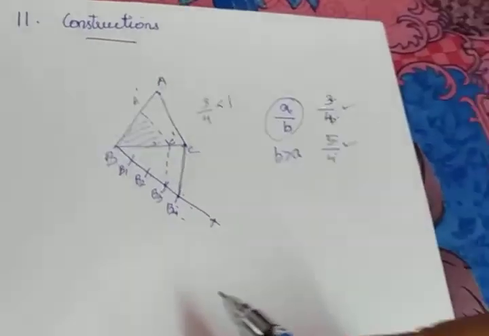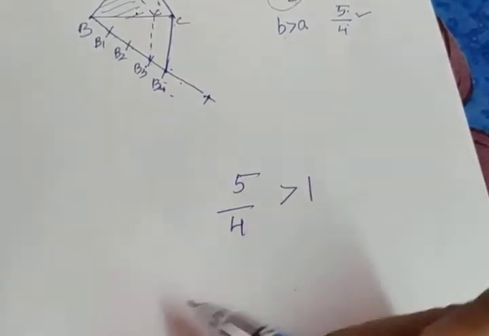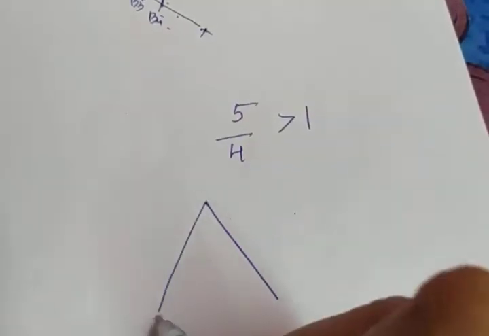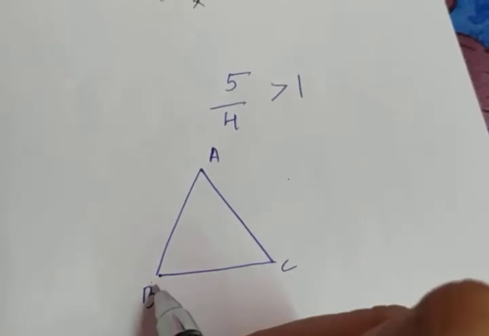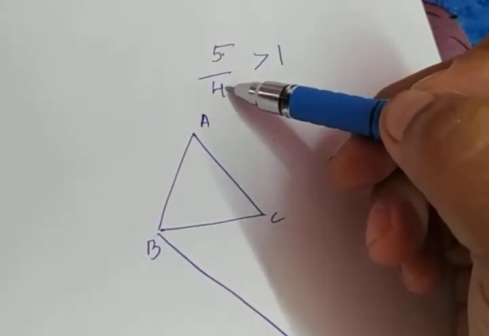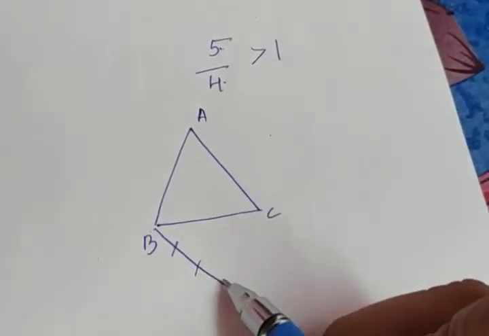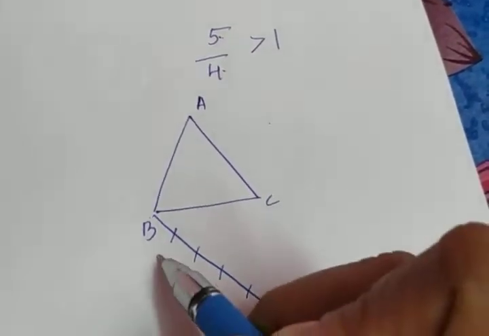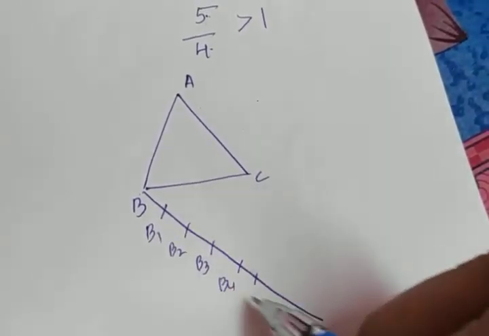Again, in the case where I am taking a scale factor greater than 1, the same is the case. Draw the triangle according to the given condition. I am naming it as ABC. Draw a ray. How many points do I have to mark? Of these two numbers, 5 and 4, the greater number is 5. So mark 5 points, 1, 2, 3, 4 and 5. So I will name them B1, B2, B3, B4 and B5.